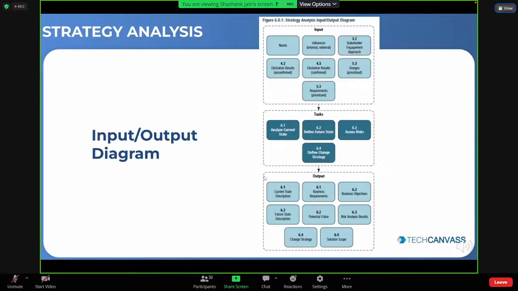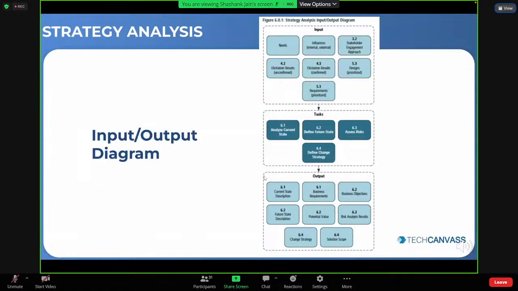You could apply some other techniques as well. You may have done some observation, or you can do some benchmarking and market research, like going into that domain and doing market research about it: who their competitors are, how they are doing, and what the best practices there are. So that is entirely about this first task, which is called analyze current state.